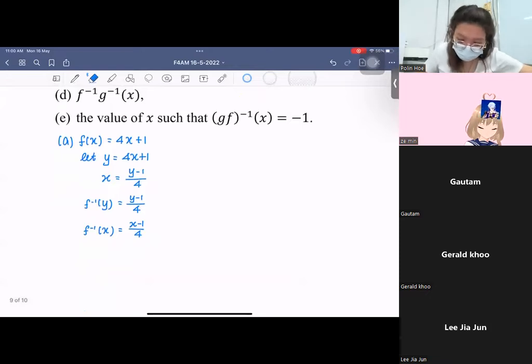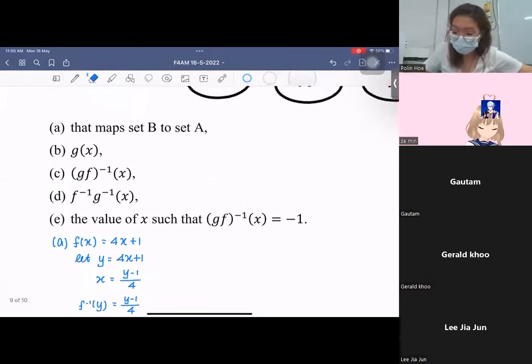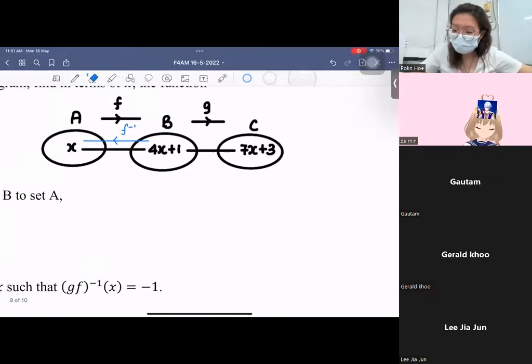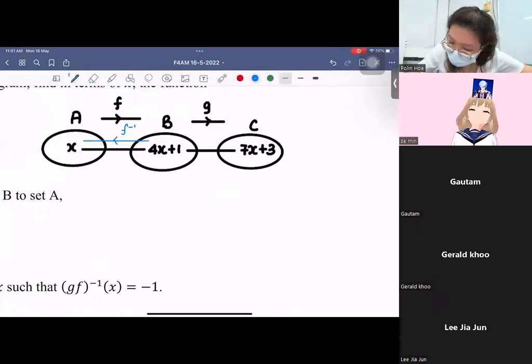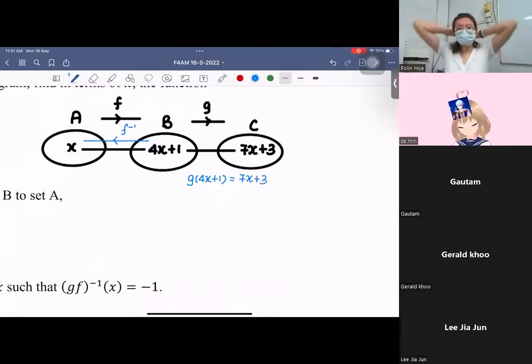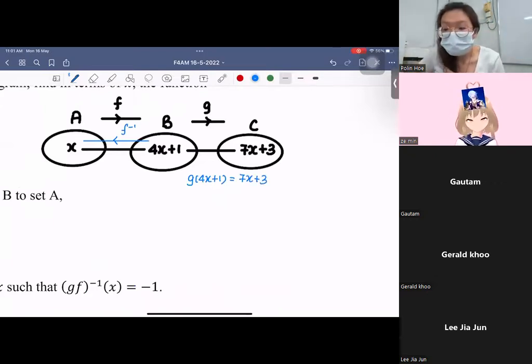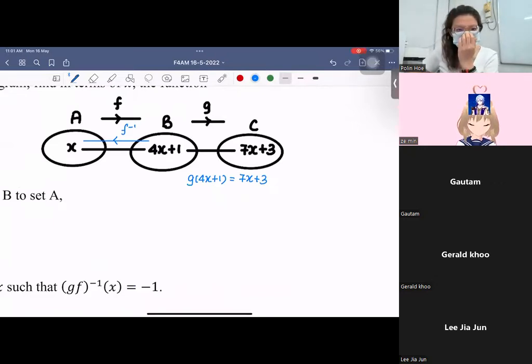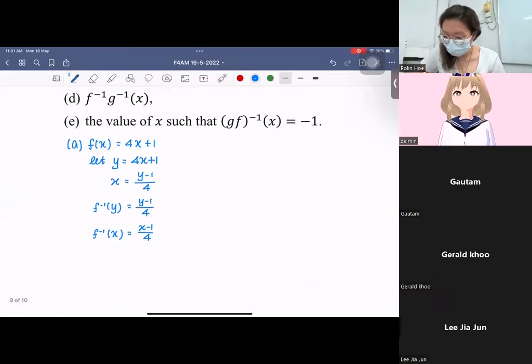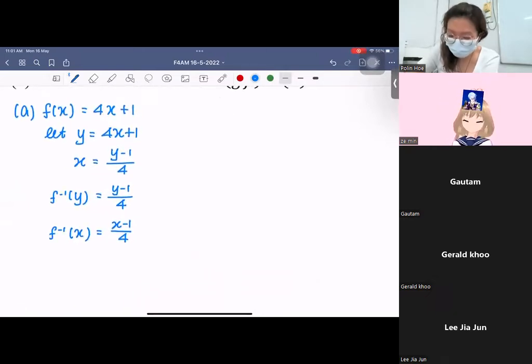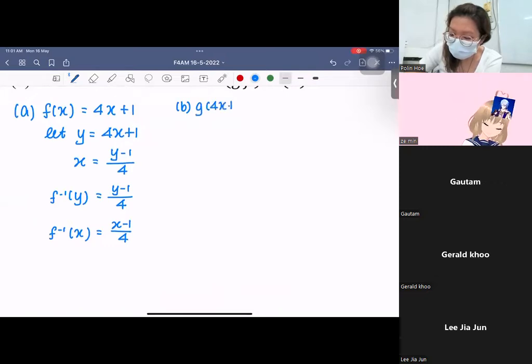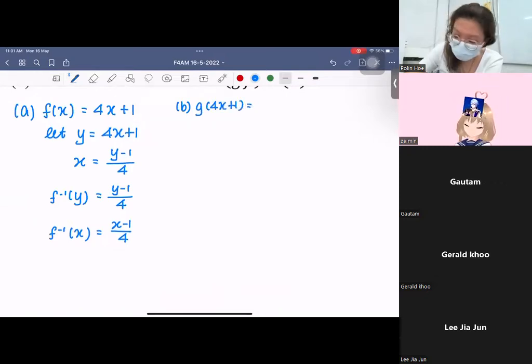And part B, find g(x). But from my diagram, I only know that g(4x plus 1) equals 7x plus 3. Can I find g(x)? Can or not? Of course can. Okay? Of course can. g(4x plus 1) equals 7x plus 3.